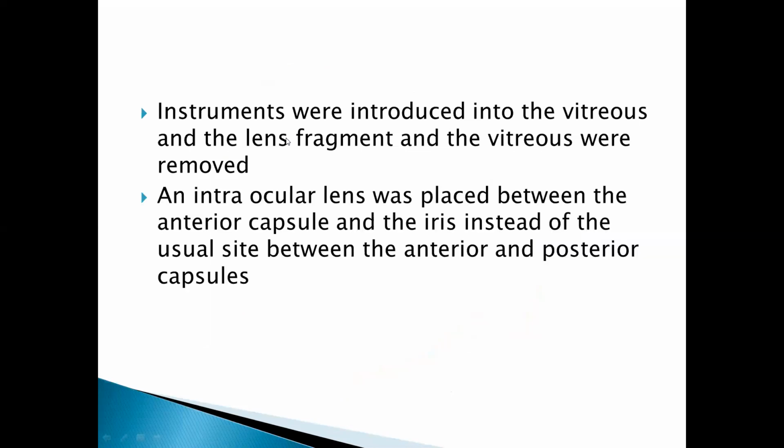Right? And the intraocular lens was placed between the anterior capsule and the iris, because normally we place the lens between the anterior and posterior capsules. But because the posterior capsule was damaged, if you put it there, the lens also will fall into the vitreous. Therefore, it was placed anterior to the anterior capsule, that is between the iris and the lens.